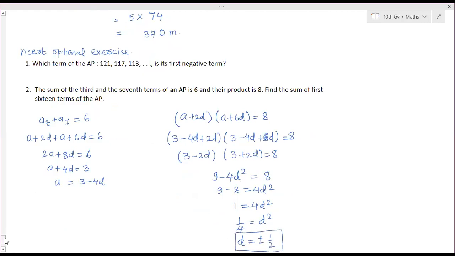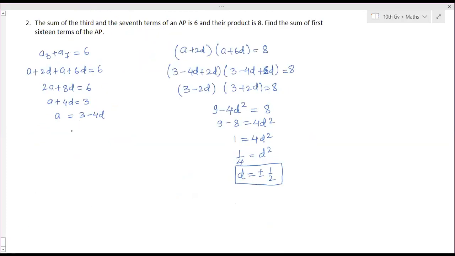So substitute these values in a. You will get two values of a. If you take d as plus 1 by 2, you get one value of a. When you consider d as minus 1 by 2, the a value will change. So you have to calculate both of them. And then they have asked the sum of first 16 terms. So that is also two different values you will get.